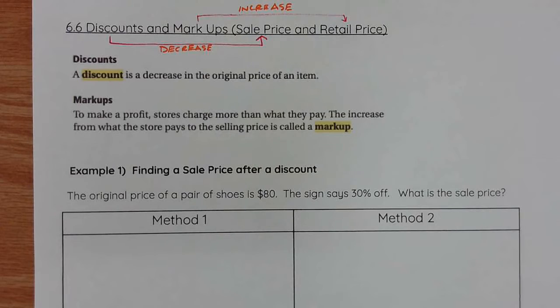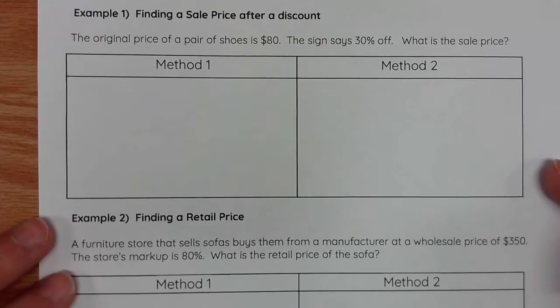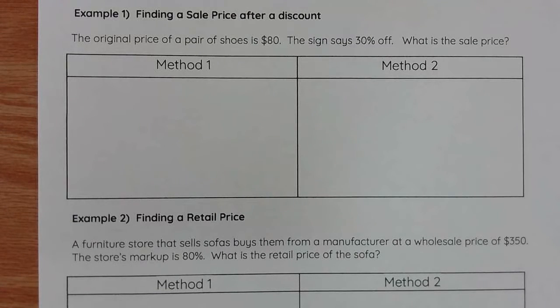So let's go ahead and find some prices after a discount or markup. Example 1, finding a sale price after a discount. The original price of a pair of shoes is $80. The sign says 30% off. What is the sale price? So we're looking for the price after we take 30% off.